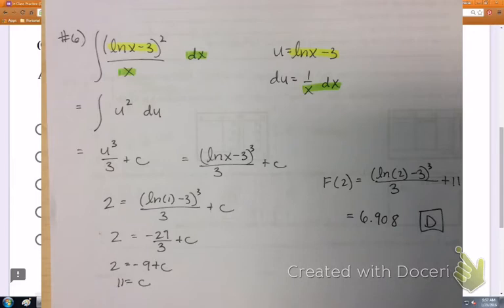Alright, so for this one, I chose u to be what was inside the grouping symbols. So again, the grouping symbols in this case were here, so I chose u to be ln of x minus 3. So if we choose u to be ln of x minus 3, the derivative of ln of x is 1 over x. And the derivative of negative 3 is 0, so that goes away.